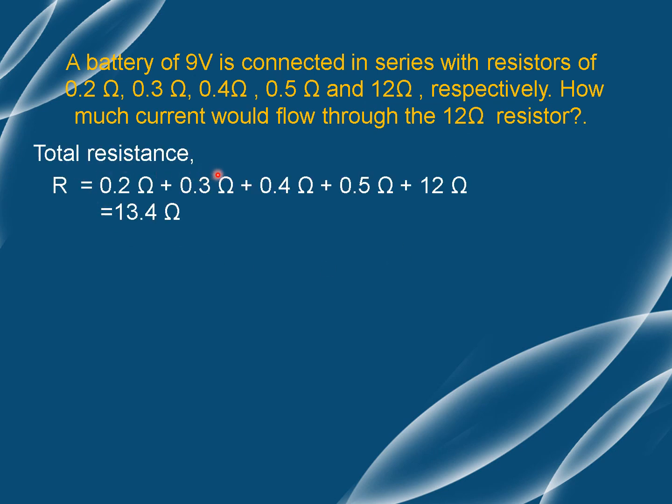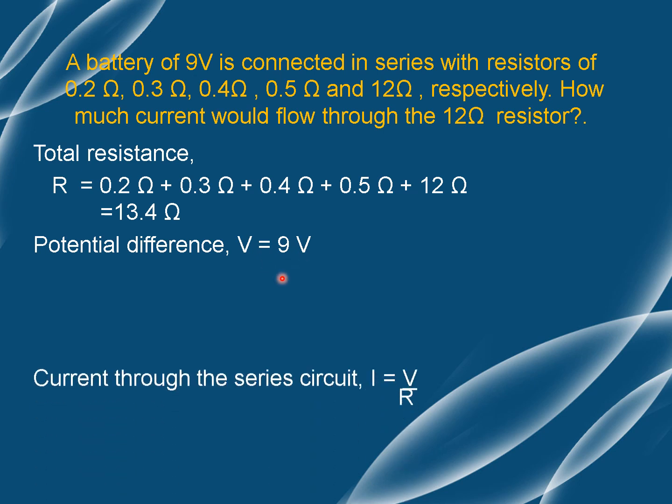Now to find out the total resistance, we know that R is equal to 0.2 plus 0.3 plus 0.4 plus 0.5 plus 12 ohm. That is all added together as it is connected in series. So we have the answer as 13.4 ohm. Then potential difference is given as 9 volt. V is equal to 9 volt.